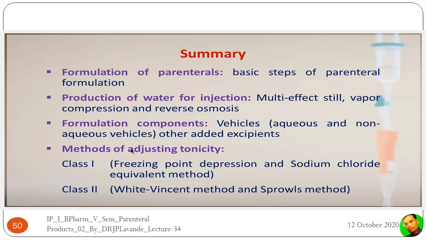Tonicity is the most important, and in order to adjust it we require different methods. Class 1 and class 2 are the methods. In class 1, there are two different methods, the freezing point depression and the sodium chloride equivalent method, whereas in class 2 it is the White-Vincent method and the Sprouse method. The Sprouse method is also known as the modified White-Vincent method.